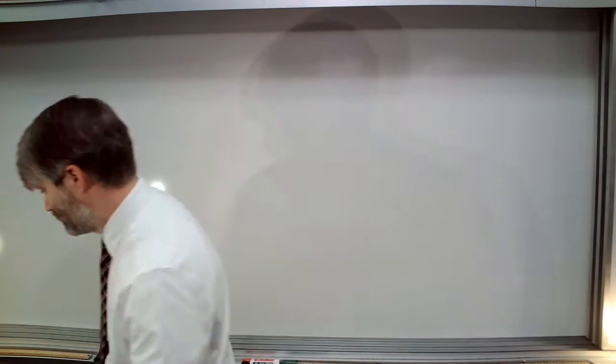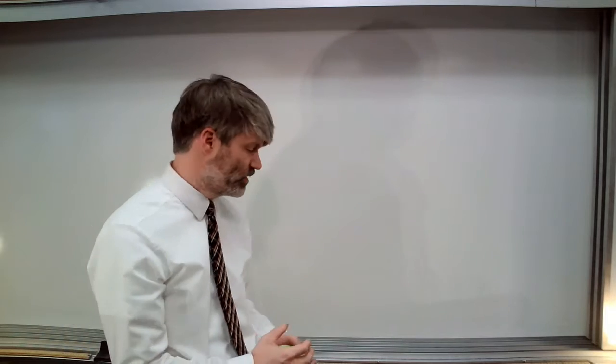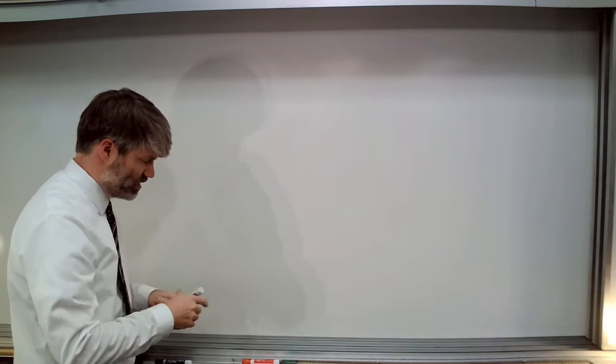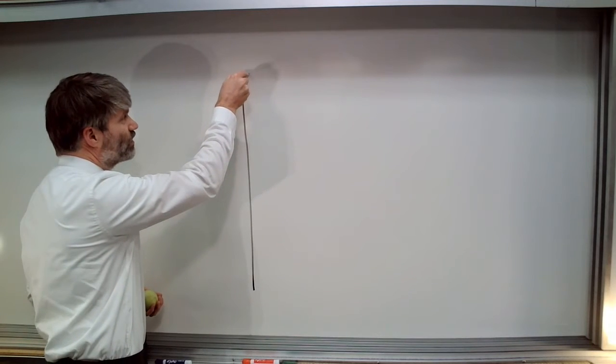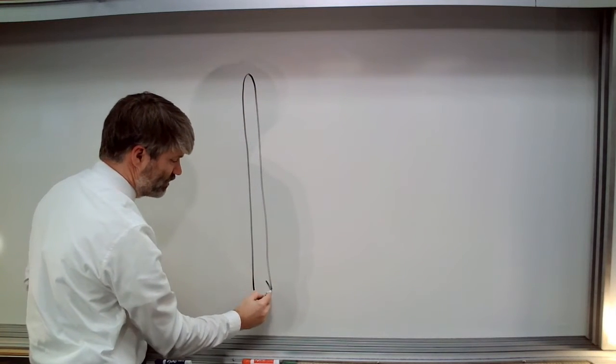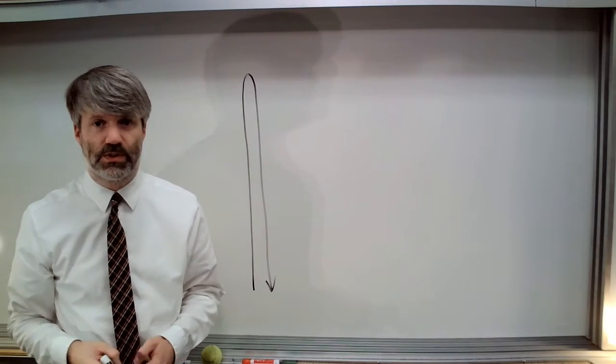Here we go. Ball being thrown straight up in the air. Alright, ball is thrown straight up in the air, comes straight back down. So we're going to diagram that. Here's the ball, straight up in the air, and straight back down. We'll assume all of the assumptions we made before.